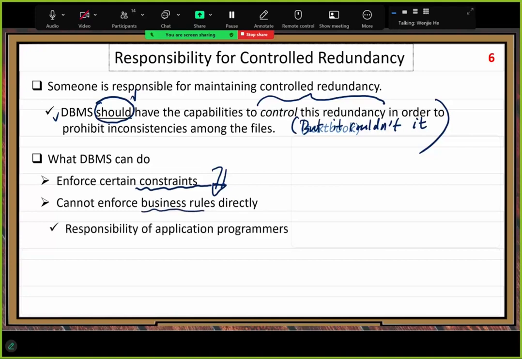So in order to do that, that's the responsibility of the application programmers. You need to write application code to enforce certain complicated constraints. But to write application programs, actually the best way is to use stored procedures.